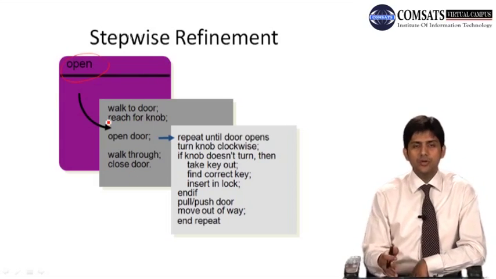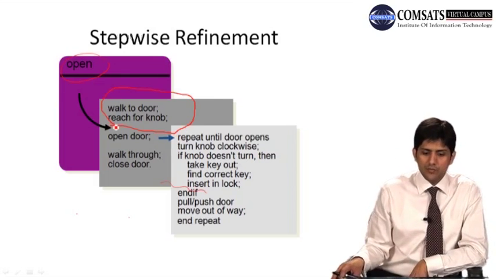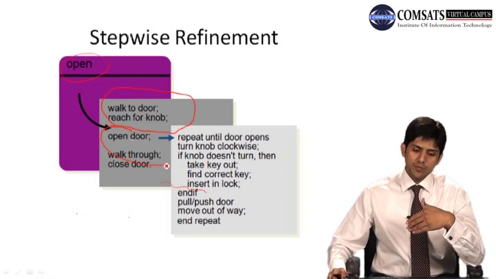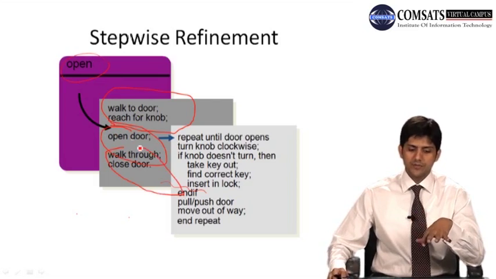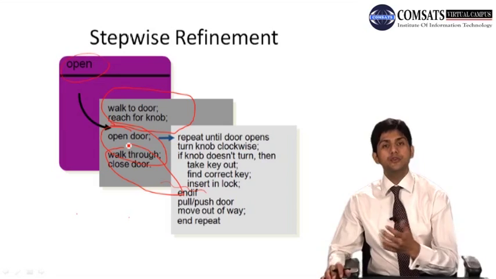सेकंड स्टेप पे हमने कहा कि हमने इसको एक्सप्लेन कर दिया कि somebody who has to open the door, he will have to walk to the door, reach for the knob. So these are the two things. He will have to walk to the door and then reach for the knob. The second step is open the door and then walk through and close the door. ठीक है. So हमने second step पे हमने इसको थोड़ा सा refine कर दिया कि दरवाज़ा open तो करना है लेकिन कैसे open करना है.